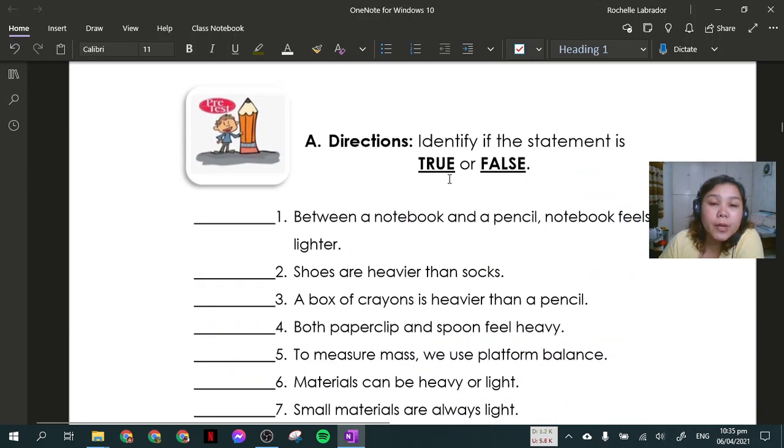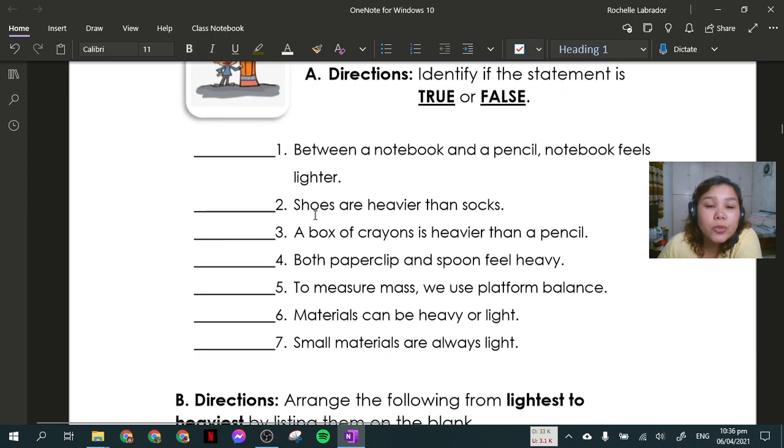For pretest, Part A directions, identify if the statement is true or false, write it on the blank. Number 1, between a notebook and a pencil, notebook feels lighter. Number 2, shoes are heavier than socks. Number 3, a box of crayons is heavier than a pencil.